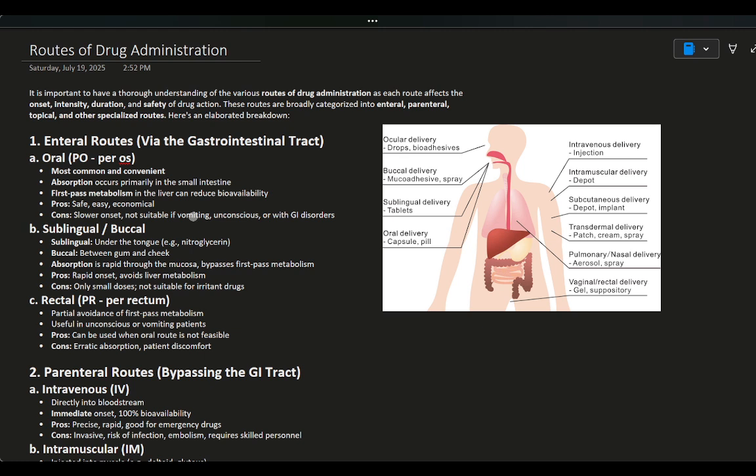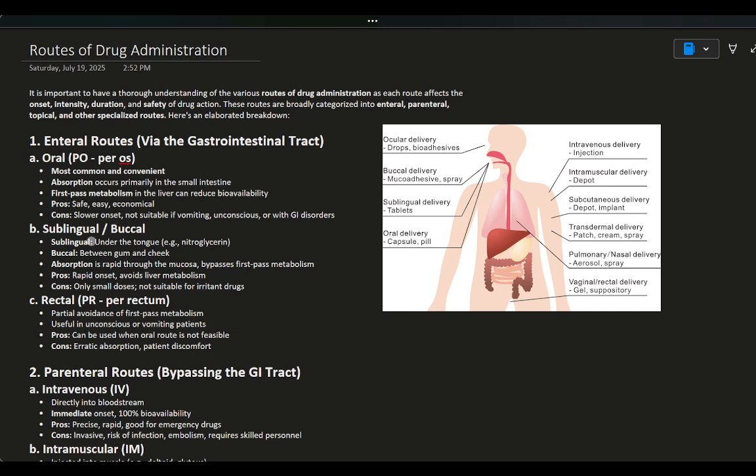which makes sense. And if the patient is unconscious, or if anyone has a gastrointestinal disorder, they should not be administered a drug via this route. So once again, if a patient is vomiting, if they're unconscious, or if they have a GI disorder, they should not be given a drug through the oral route.